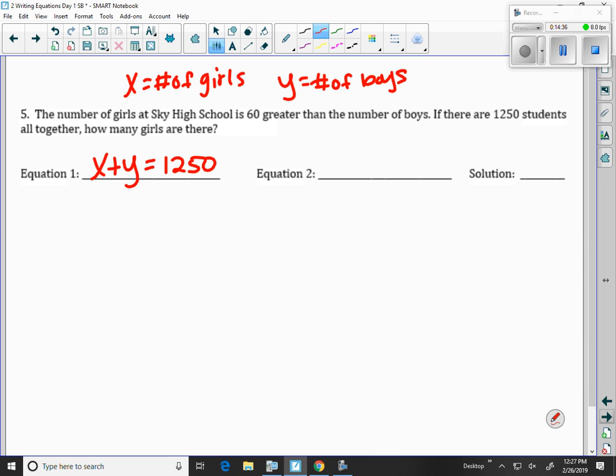Just think about how we did the numbers. Okay, we said girls is which variable? X. So girls equals 60 greater than boys. 60 plus y, or y plus 60. Okay, we'll put this into Desmos.